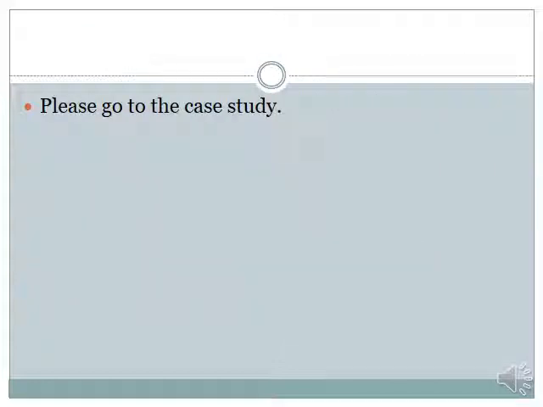This is the end of this week's lesson. Please now go to the case study, which is a larger case study, and you will have the time to be able to complete that this week.